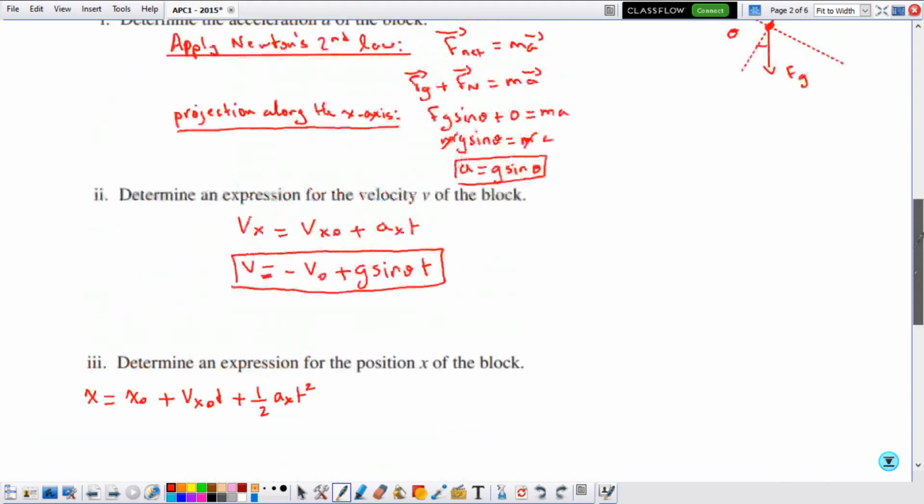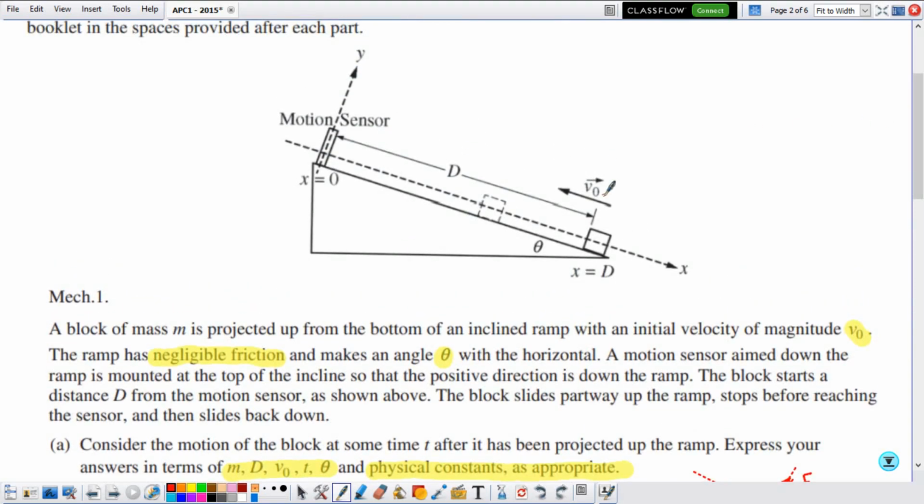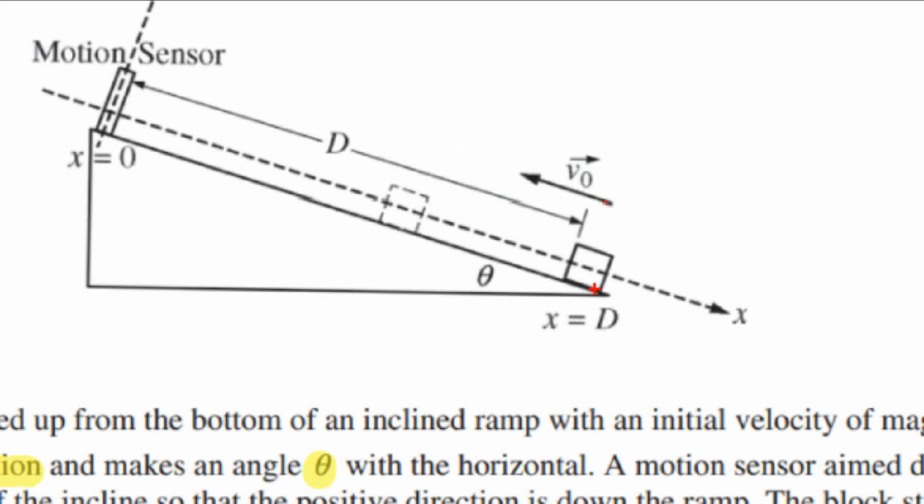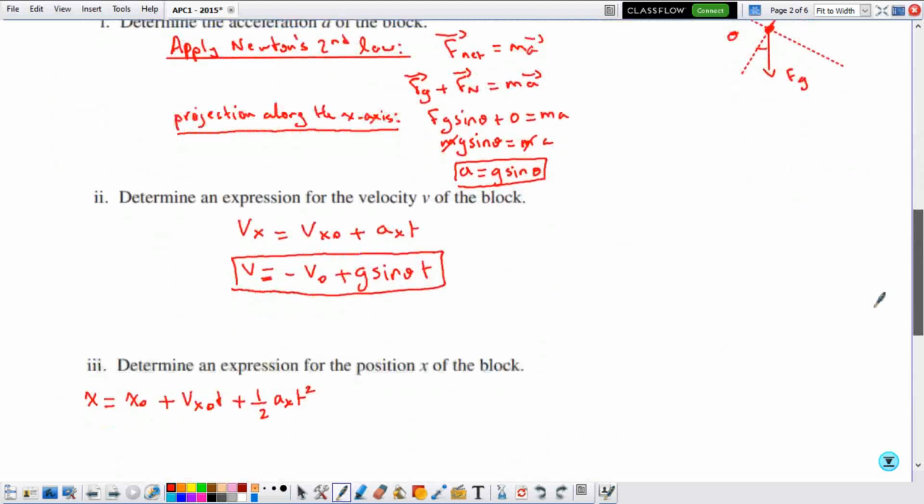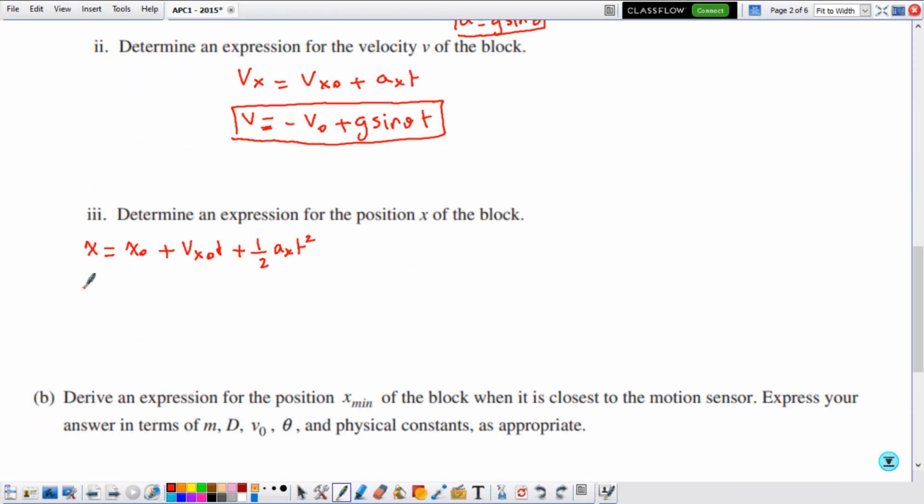Now initially the block starts from a horizontal position away from the origin in the positive direction to be d. Then this x0 would be replaced by d. The initial velocity is negative, given by minus v0 multiplied by t, plus half the acceleration, which is given by g sine theta, multiplied by t squared. Then that would be the answer for part 3.